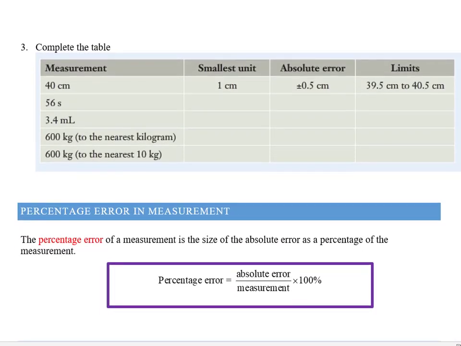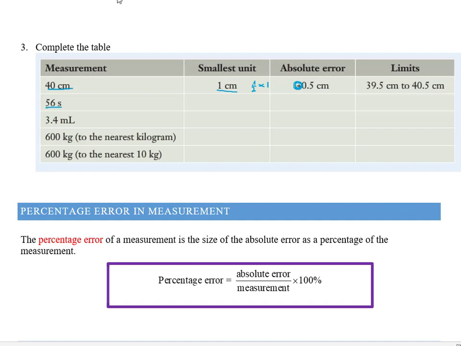Let's have a look at the next one, completing a table of values. The first one has been done for me: 40 centimetres. It's been measured to the nearest centimetre, so the smallest unit is 1 centimetre. The error is half of 1 centimetre, which is half a centimetre, and this textbook is saying plus or minus. The lowest limit I could accept is 40 minus half a centimetre, which is 39.5, and the highest limit is 40.5 centimetres.